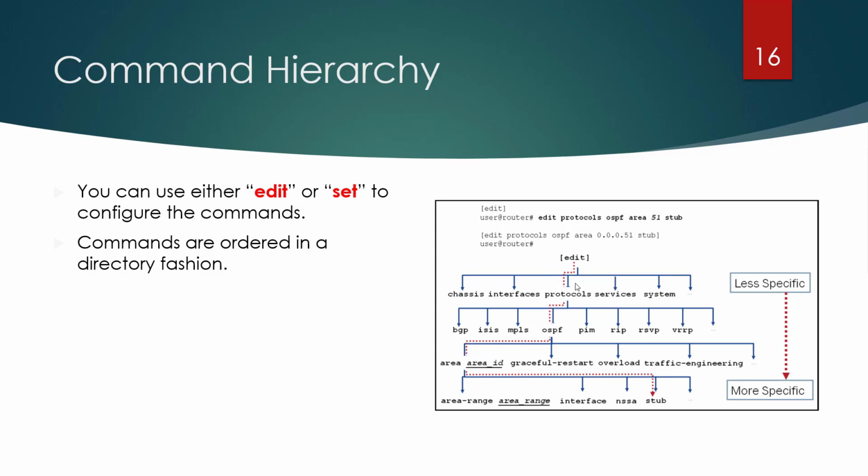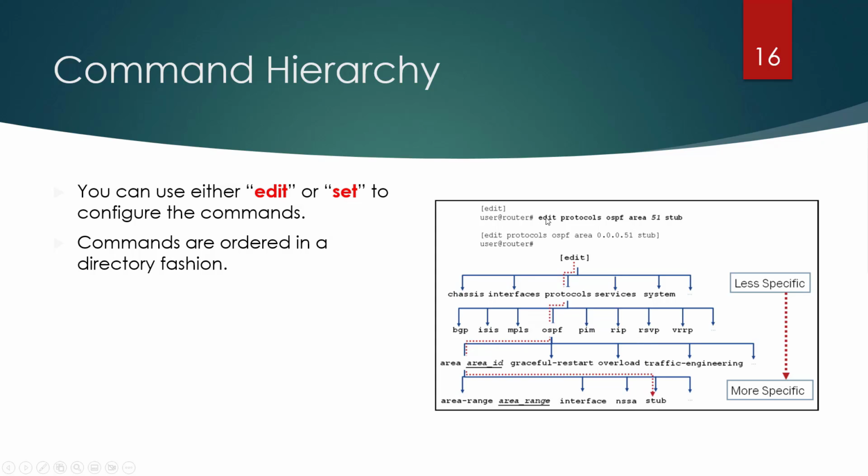Now, talking about hierarchy, as I mentioned earlier, we can use either the edit command or the set command to configure things. You can see, for example, edit protocols, OSPF, area 51 stub. So you can see under the edit, you can set chassis, interfaces, protocols, services, system, and so on. And then under the protocols, you can configure multiple routing protocols like RIP, OSPF, ISIS, BGP. Under the OSPF, you can configure area, overload, traffic engineering, many things, right? Under the area, you can configure area range for summarization, interface, which interface it is going to be, and which kind of area it is. So you can see you can go more specific.